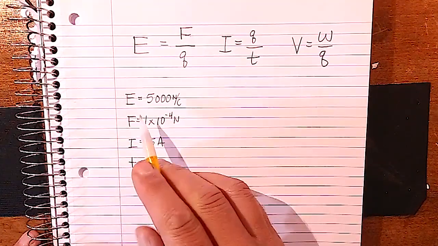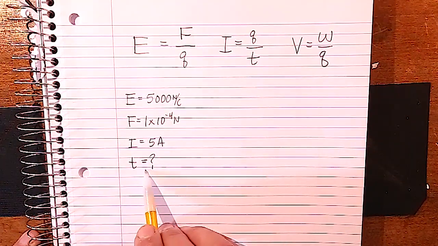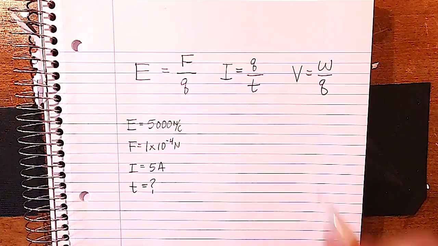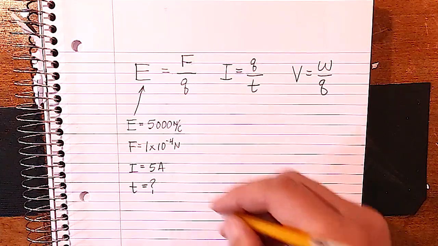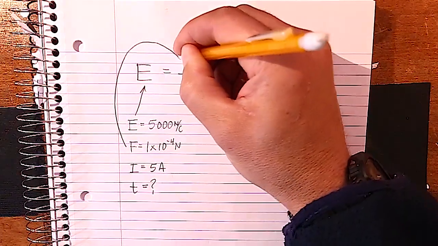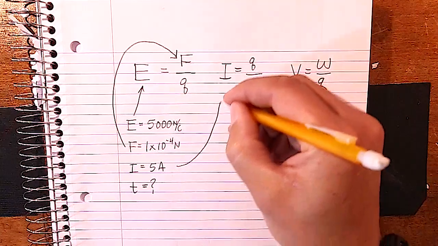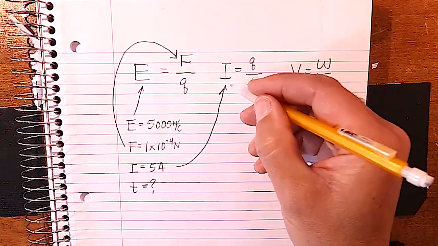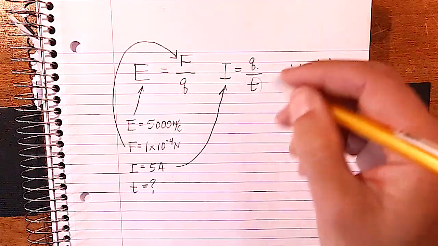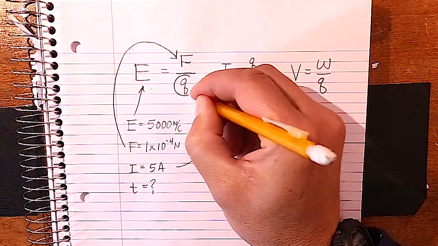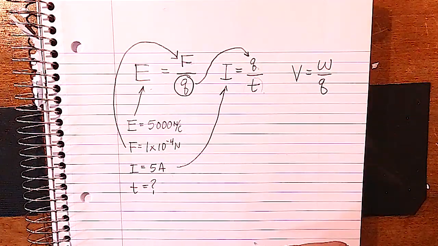What if an electric field is given, the force is given, the current is given, but they're looking for the time? So E is right there. They gave us E. And F is given, so they gave us F. But ultimately, we want to find time. The problem is we only have I. So if we only have I, we can't solve this problem. What do we need? We need Q. So we can use E and F to get Q. And then what can we do with that Q? We can bring it over to this formula, sub it in, and solve for it.